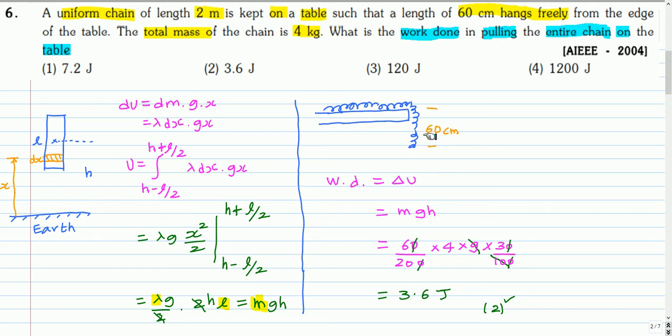then the height is 30 centimeters. So mg into a height of 30 centimeters. Converting to SI units, we divide by 100 to get meters. And the mass of the hanging part is 60 divided by the total length, that is 200, into the total mass 4. So multiplying, we get the answer as 3.6 joules. So the correct option is option 2.